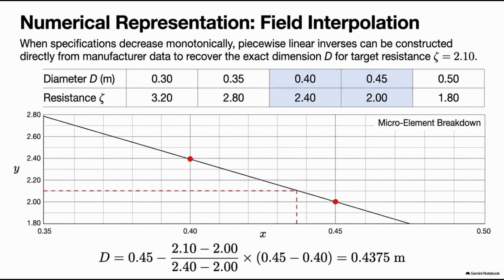If a design specification requires a specific target resistance coefficient, we identify the 2 bounding values in the table. Applying linear interpolation allows us to back-calculate the exact required duct diameter, yielding a result of 0.4375 meters. This piecewise linear inverse approach is widely used in mechanical and plumbing design to determine dimensions from required performance targets.